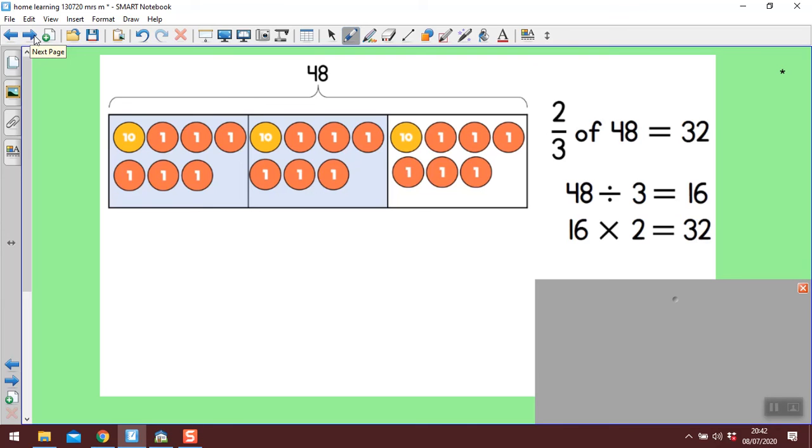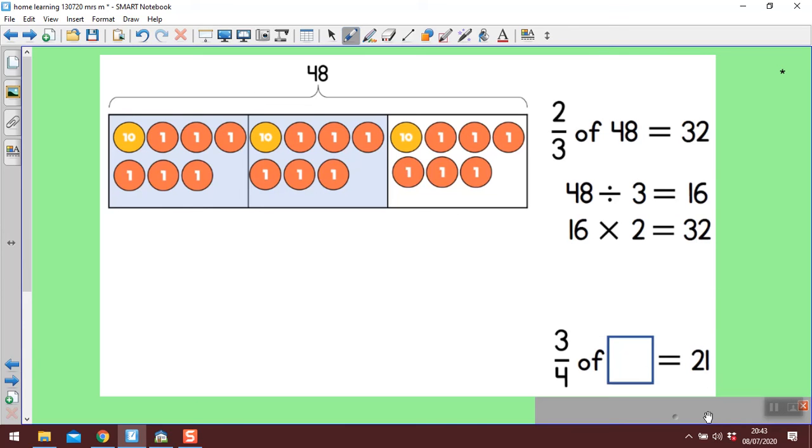This is now your last slide. So when we found 2/3 of 48, we got 32. We split the 48 into 3 equal parts and we wanted 2 of the parts. We did 48 divided by 3 to get 16, 16 in each section, and then we times 16 by 2 because we wanted 2 equal parts. So 16 multiplied by 2 is 32.